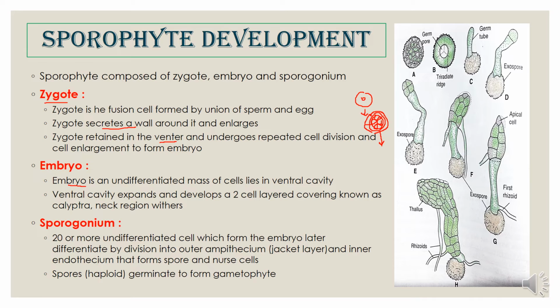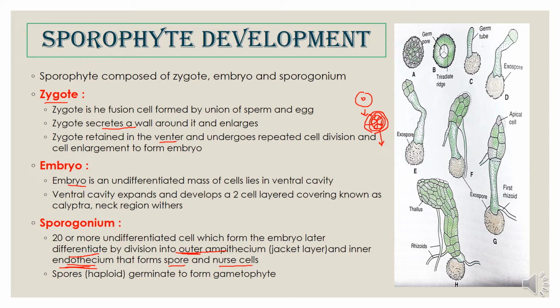It undergoes maturation, and the cells of the embryo differentiate into two layers: the outer amphithecium and the inner endothecium. Then it is called the sporogonium. The outer amphithecium forms a jacket layer, which is sterile, but the endothecium is the sporogenous tissue. This endothecium forms two types of cells. One is the spore and another is the nurse cell.